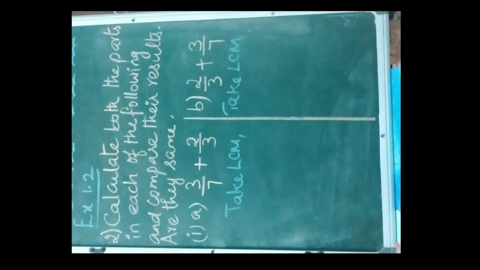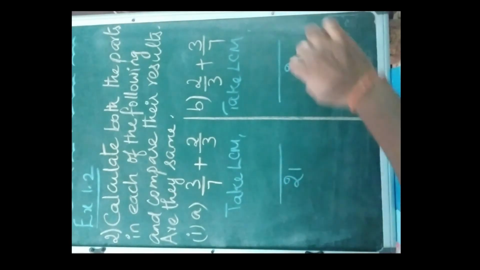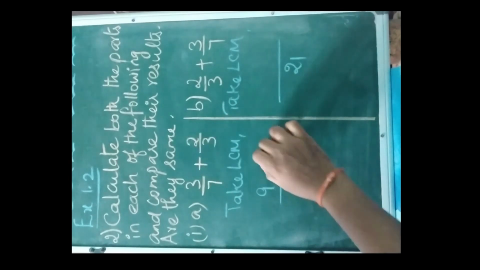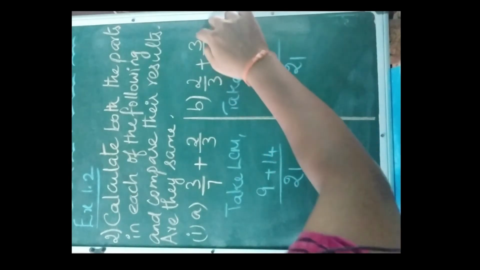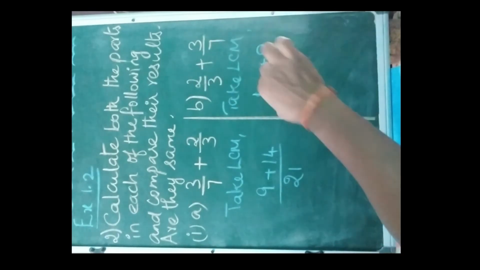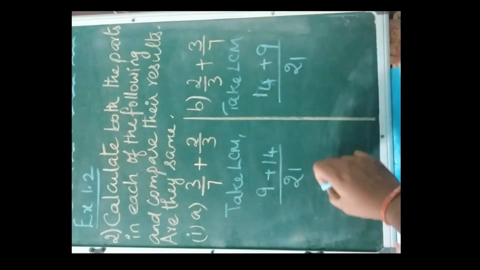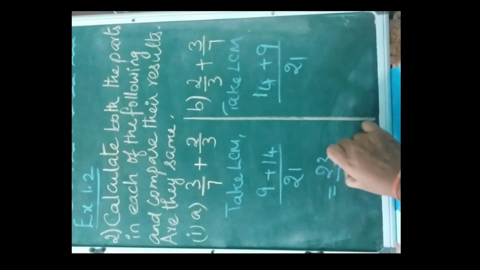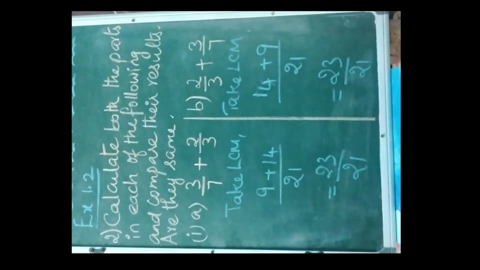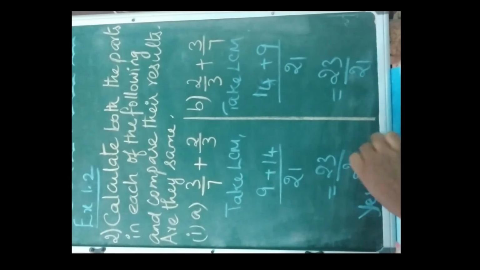Here both are prime numbers, so 7 into 3 will become 21. Now I need to multiply this 3 here, so 7 threes are 21, and 7 twos are 14. Similarly here, 3 into 3, 9 will come this side and 7 twos are 14. So what is 14 plus 9, children? 14 plus 9 is 23. So 23 by 21, and here also you will get the same 23 by 21. So you need to write yes, the results are the same.